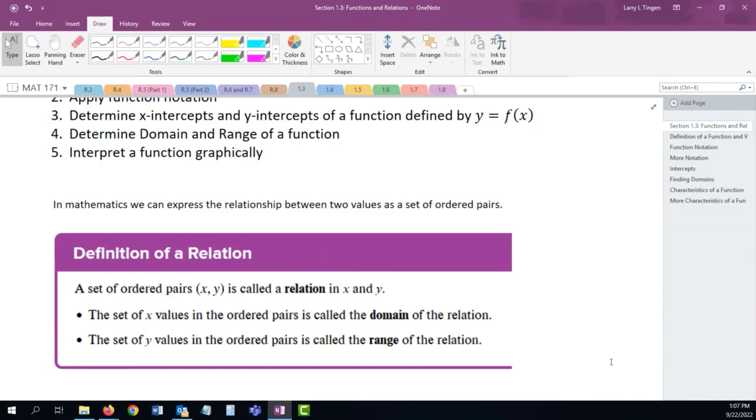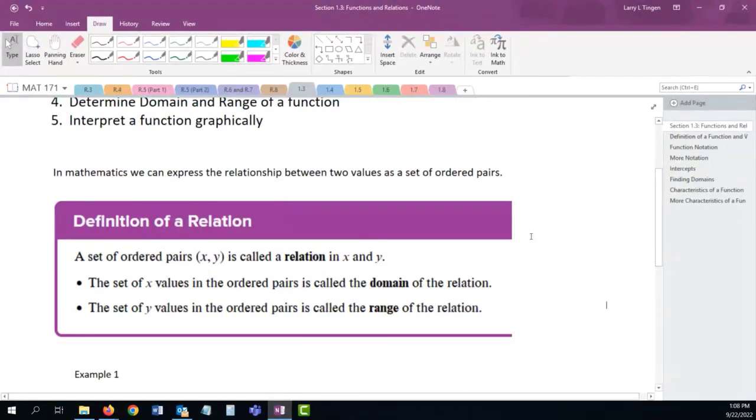So when I have two sets of values and I want to talk about the relationship between the two of them, what I'll bring up is an ordered pair, x comma y. All right. So the set of ordered pairs, x comma y, is called a relation in x and y. What are some examples of things that could be related? Well, we had the car that needed to stop in order to not hit the deer. There's a relationship between how fast you're going and how far down the road it's going to be before you can stop. The book does a good job of giving you a bunch of examples.